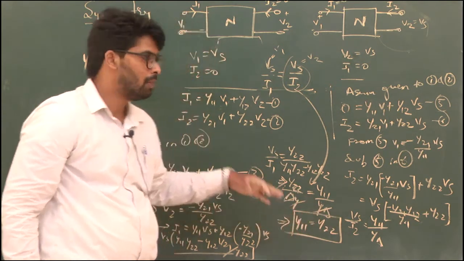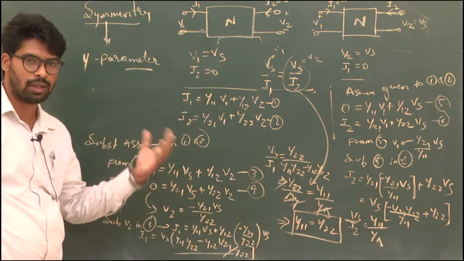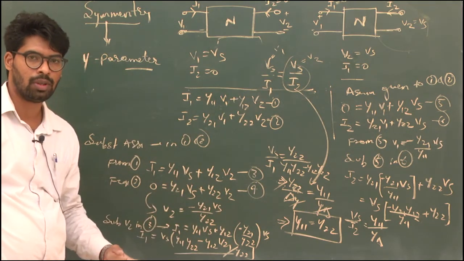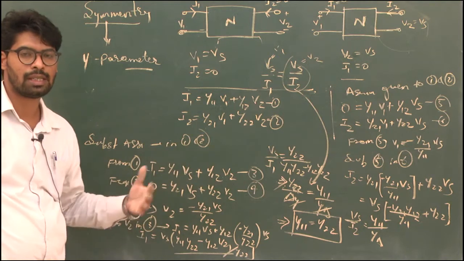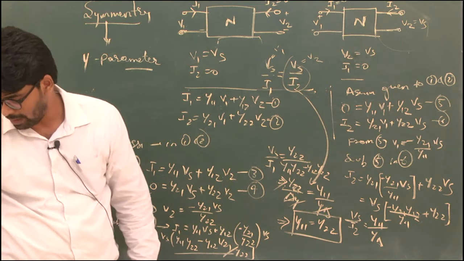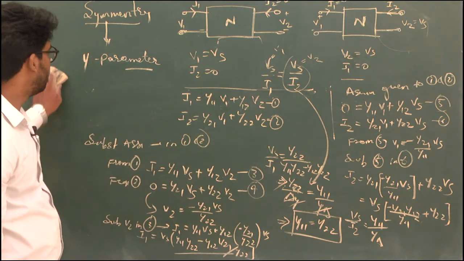So equating Vs by I2 and Vs by I1, you got this equation, that is the symmetry condition of Y parameter. So the same story continues. If you are given a circuit, you will find all Y parameters. If you get Y11 equal to Y22, then you decide the fate of the circuit: it is symmetry. That's it. Now we will go to other parameters, that is H parameter.